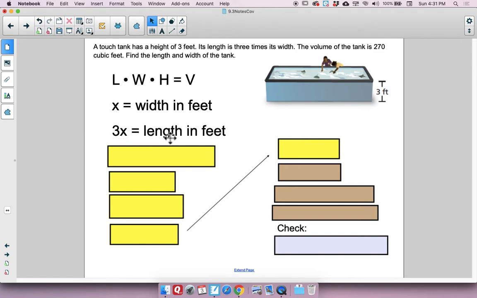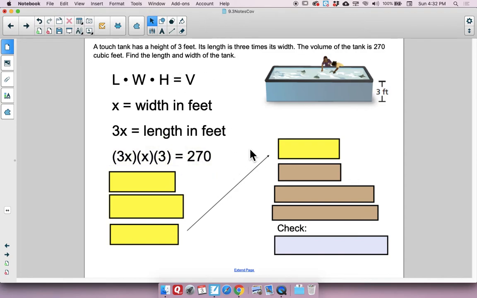Now, if you made x the length, then what would the width have been? X over 3, exactly. Okay. So then what's our formula here? Well, we know the height is 3. We know the width can be represented by x and the length by 3x. So what are we going to do? Oh, and we also know what other important information. We know the volume's 270 in cubic feet.